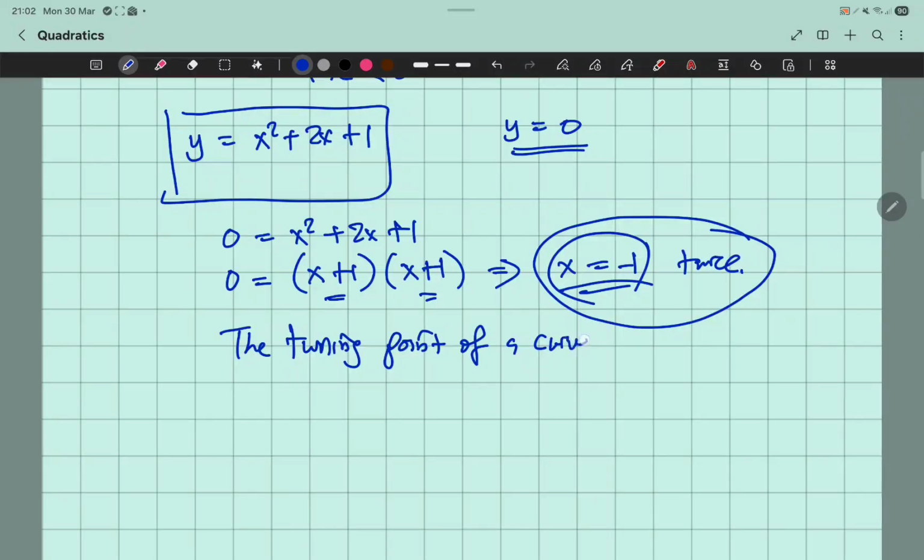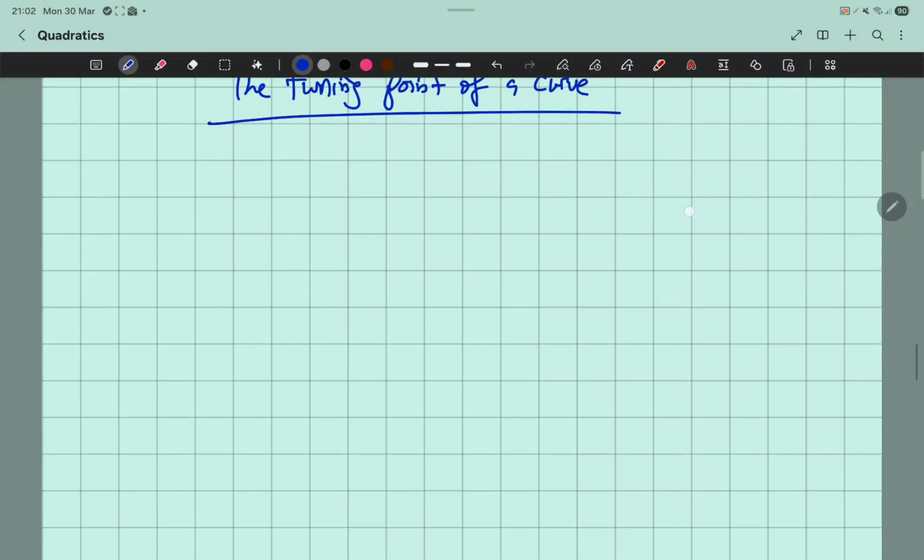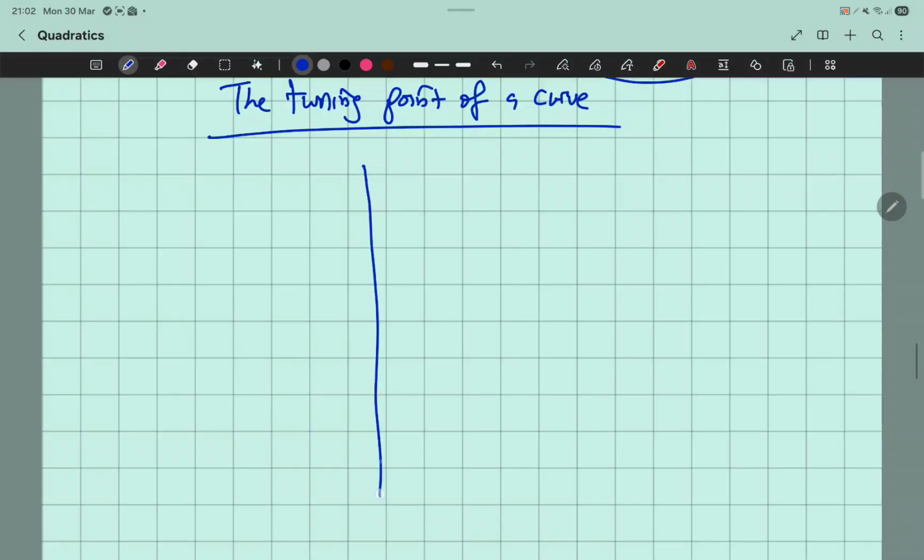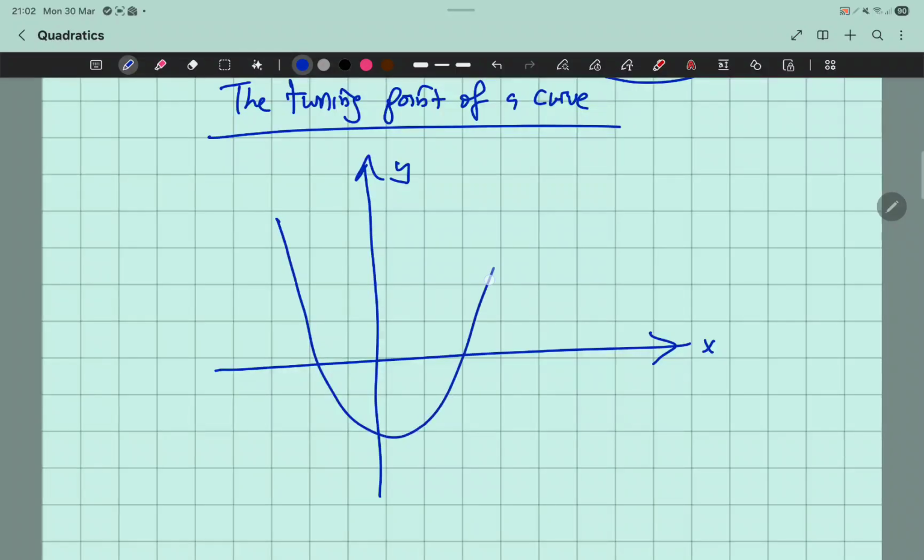Of a curve. So the turning point of a curve. In some cases, you may be asked to find the turning point, which is this point of a curve. You may be asked to find the coordinates of the turning point.